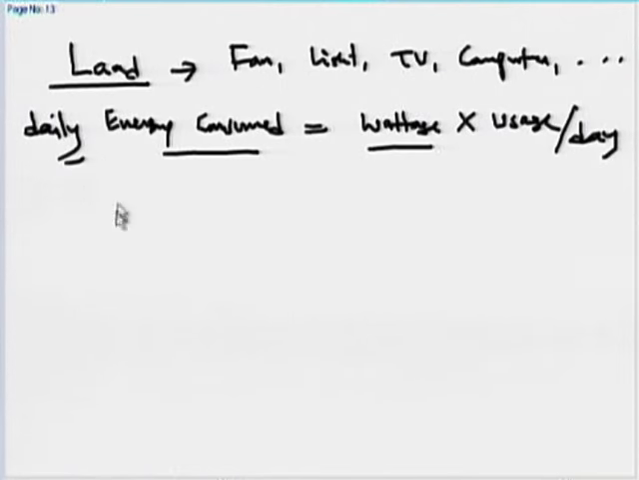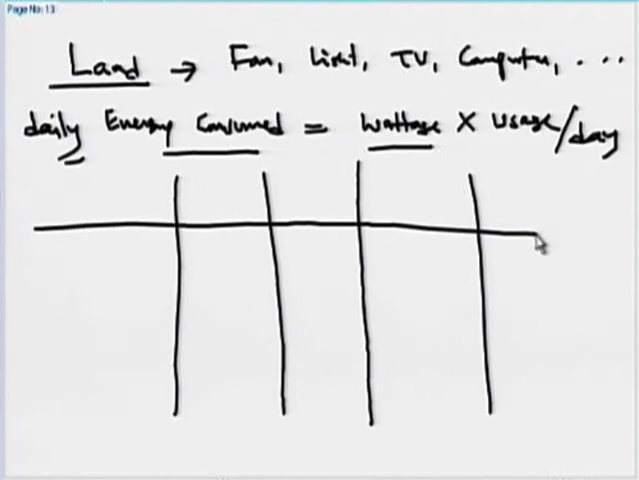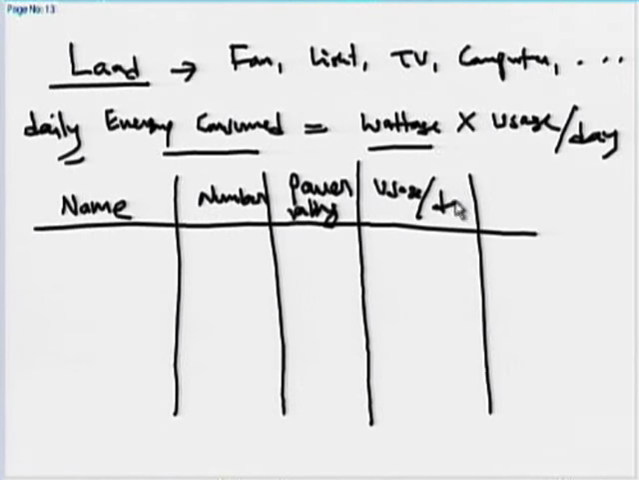So, suppose let me make a small table to calculate the load. The name of item which you are using, the number, how many you have, and the power rating in watts, and then usage per day. So, power into usage per day will give me the energy, and if there are more components, I have to multiply by the number of components also.